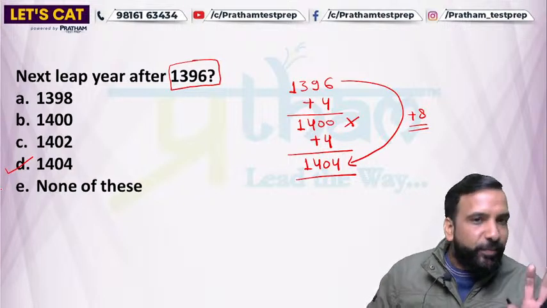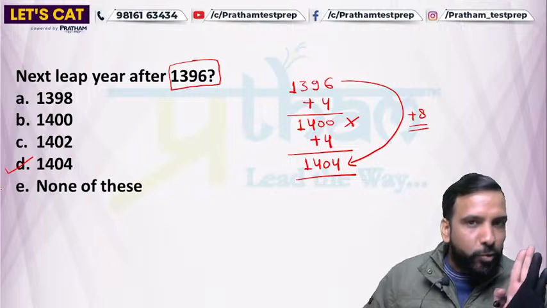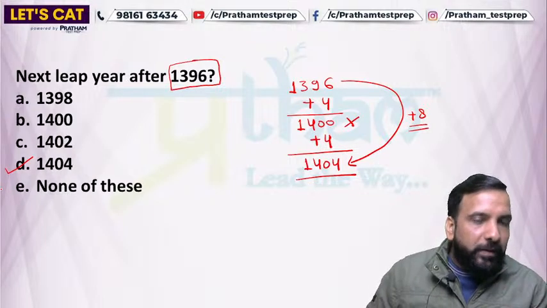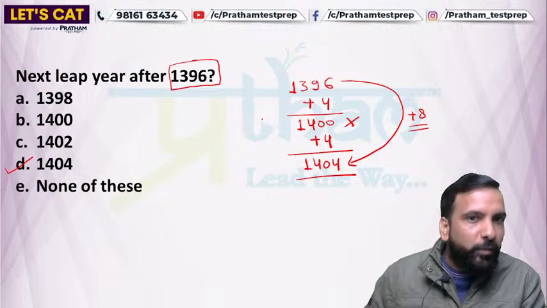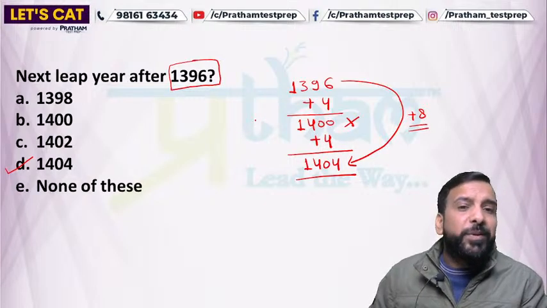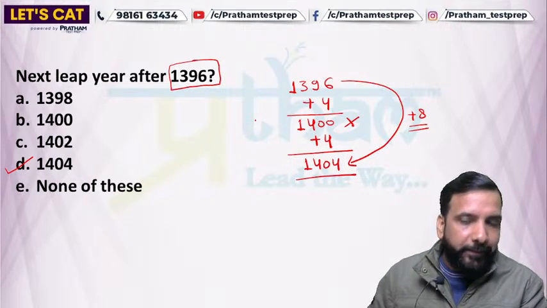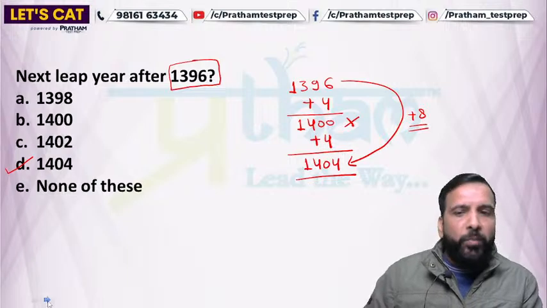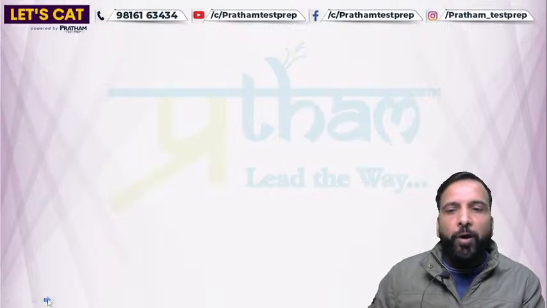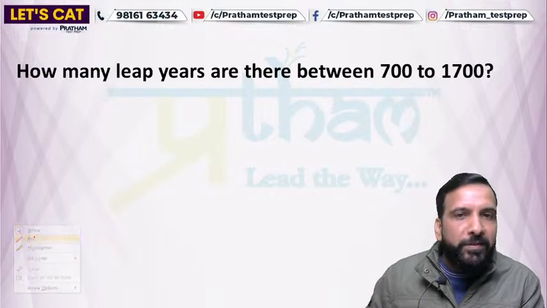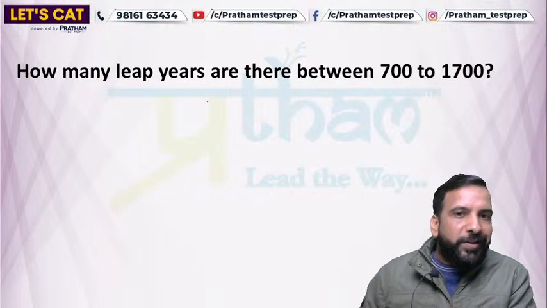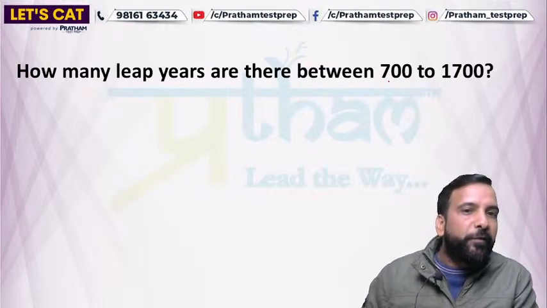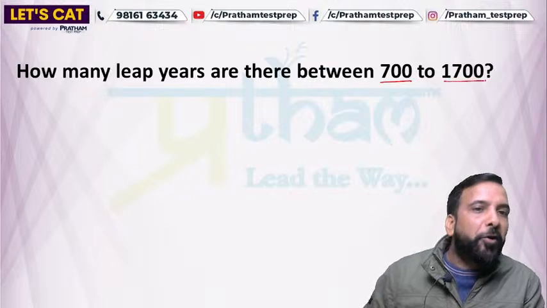I hope this makes sense for all. Why is 1400 not a leap year? Why is the leap year after 8 years, not after 4 years, in this particular case? Because of the definition of leap year, right? So there is one more question. They can even ask you for the number of leap years in any particular gap of years, right? Like here the question is, how many leap years are there between 700 and 1700?